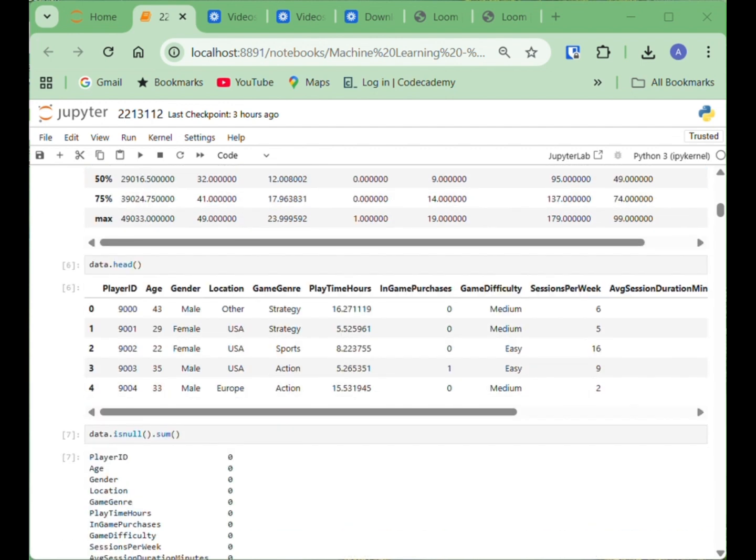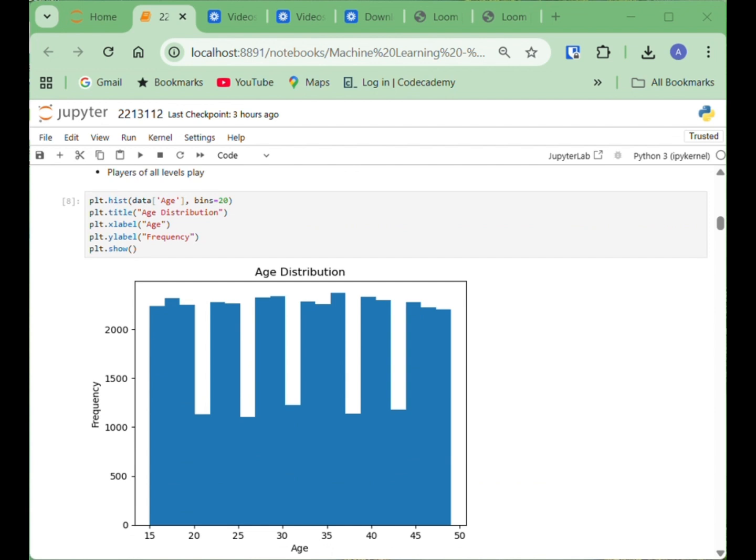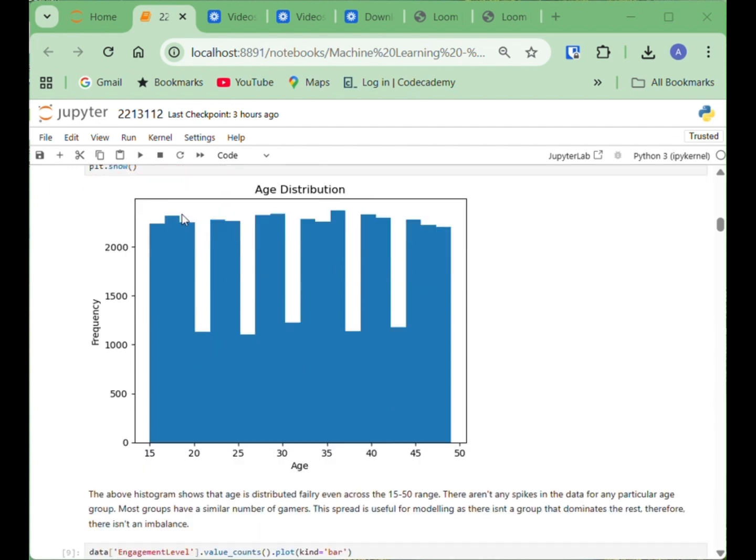The next thing I do is plot the histograms and the bar charts. This helps me better understand what the data looks like, to make sure that the data isn't skewed and that it's nicely balanced. We can see age distribution, for example. There's no outliers in one particular age group. It's all fairly evenly spread across.